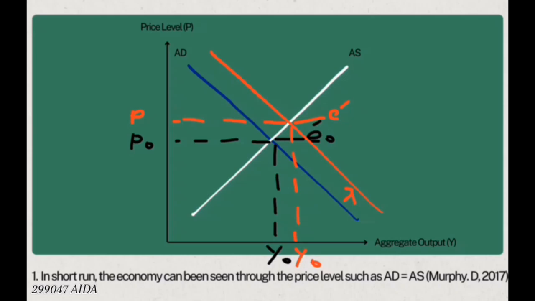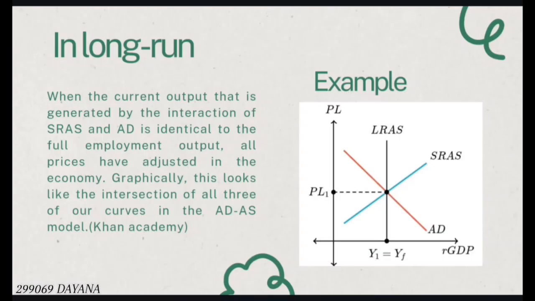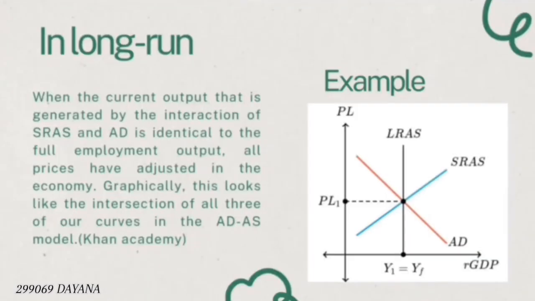Hello, my name is NURDAYANA BALKIS, and now I'm going to continue with long-run equilibrium. According to Khan Academy, long-run equilibrium occurs when the output from the interaction of short-run aggregate supply and aggregate demand matches full employment output with all prices adjusted. Graphically, this is where aggregate demand, short-run aggregate supply, and long-run aggregate supply intersect in the AD-AS model. For example, you can look at the graph here.